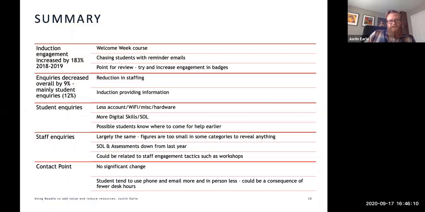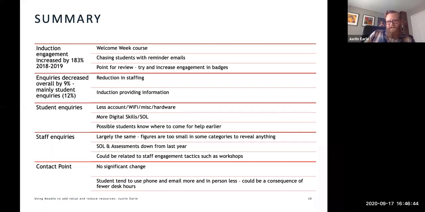So in summary, our induction engagement actually increased between 2018 to 19 by 183%. And I think largely this was due to the Welcome Week course. So not having that contact at all in 2018 really dropped off the levels, but we managed to bring them back up again by meeting the students in person, although in a lecture theatre situation. Also, chasing students with reminder emails has helped. Our point for review is to try and increase engagement in badges.